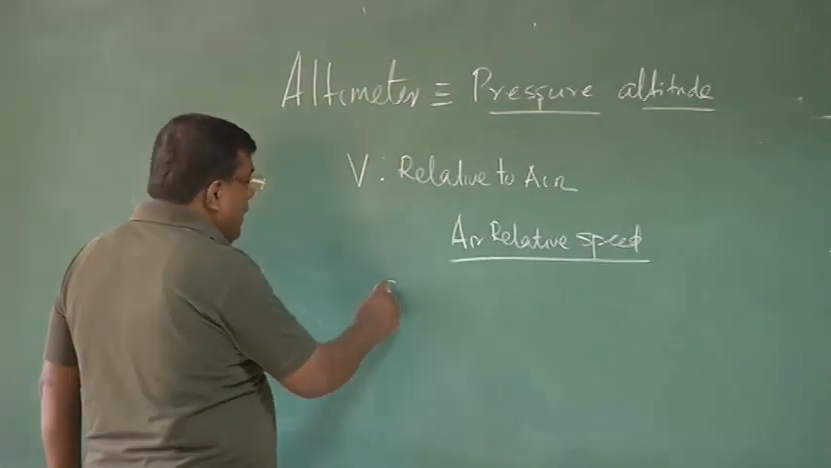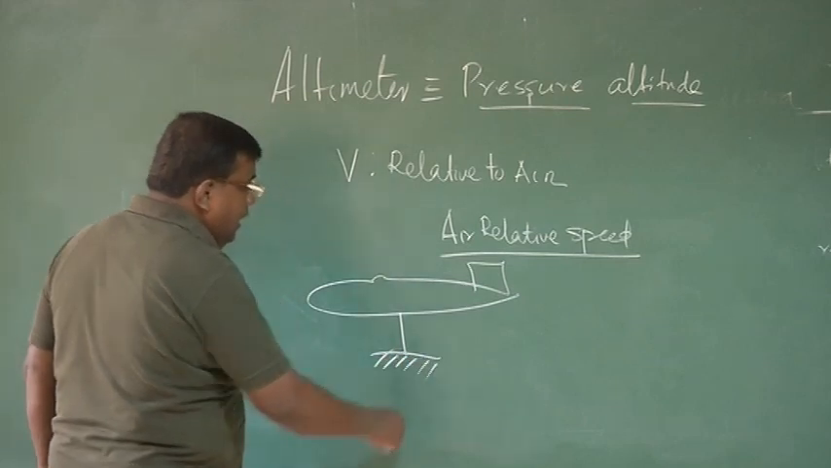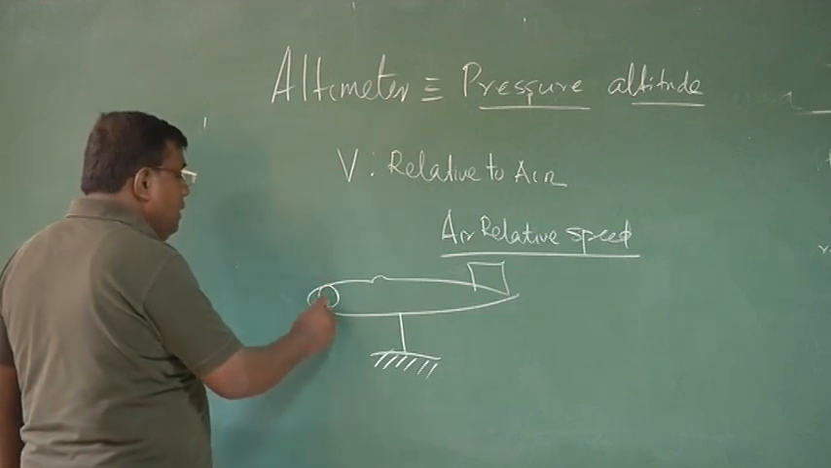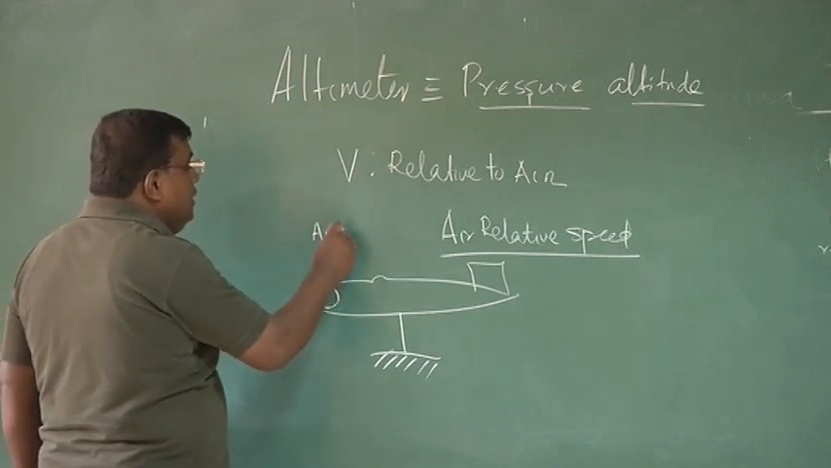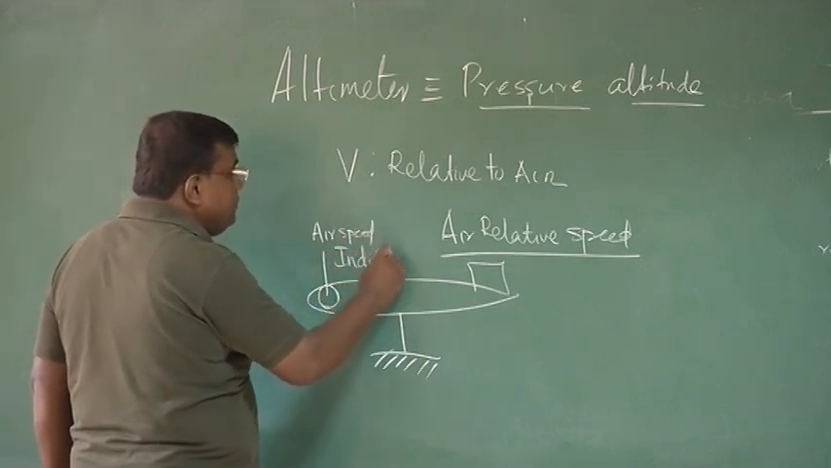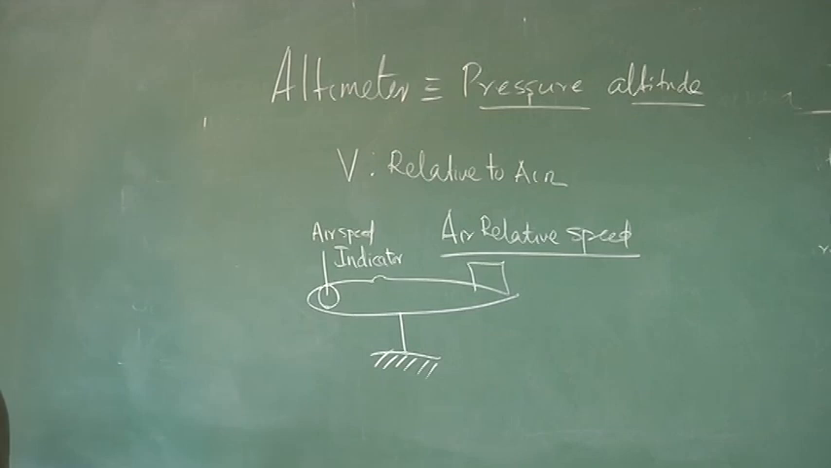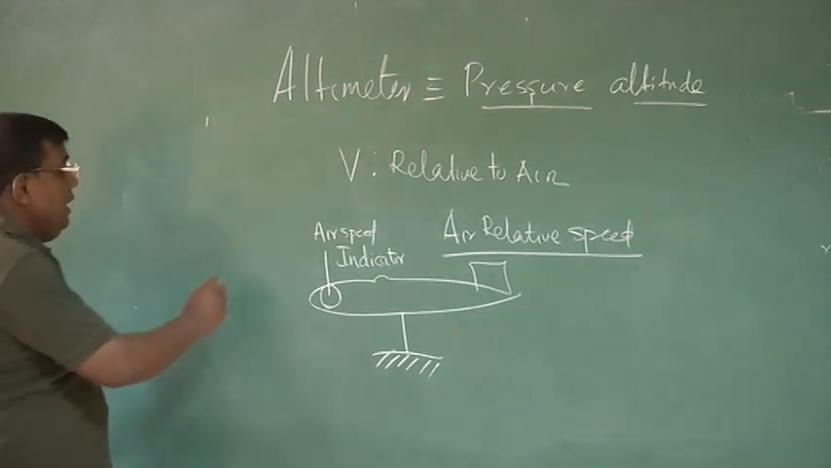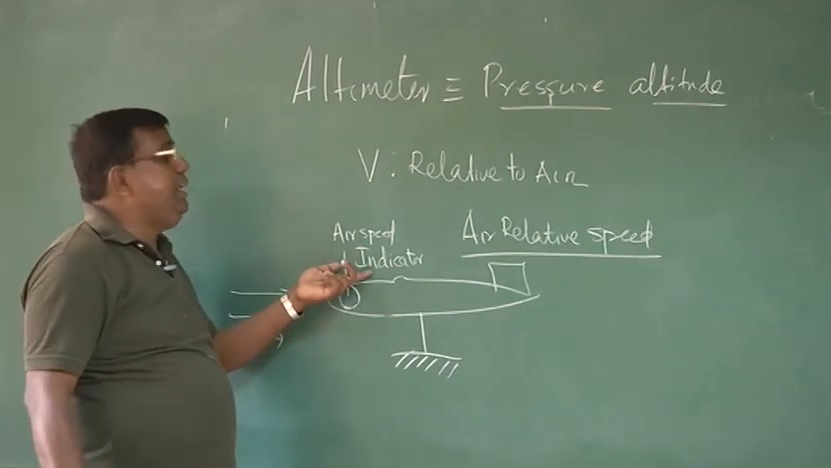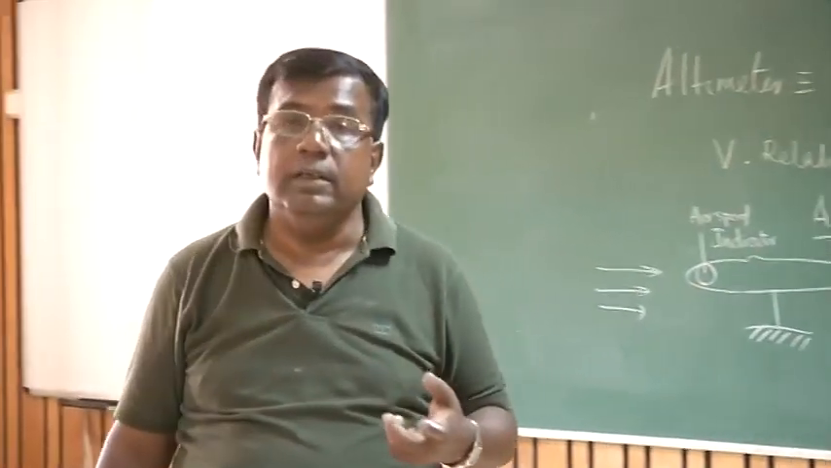Just to explain, if this machine is grounded and moved on the ground, and if there is an airspeed indicator, and if there are no winds blowing, this airspeed indicator will give a 0 reading. But if suddenly wind starts blowing, even if this airplane is not moving, the airspeed indicator will give some finite value of the speed, which will be the wind speed, right?